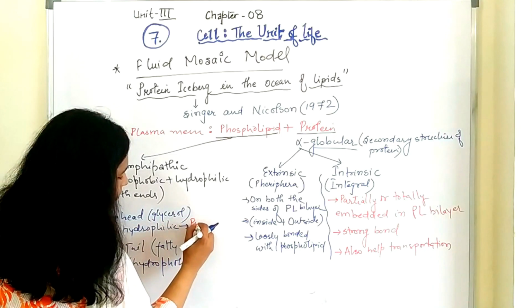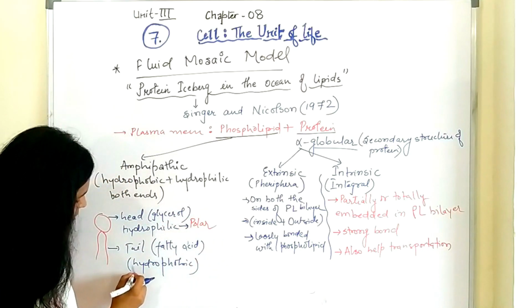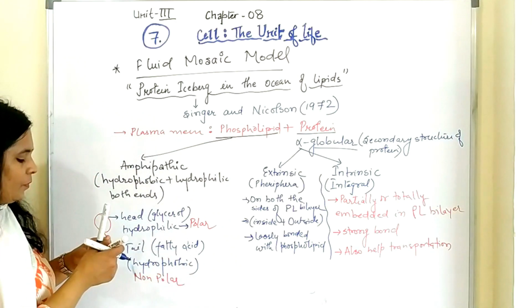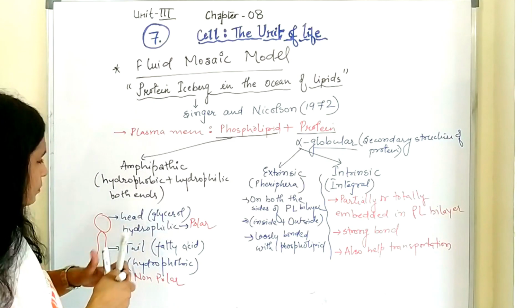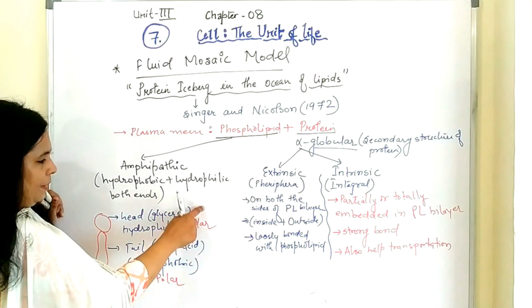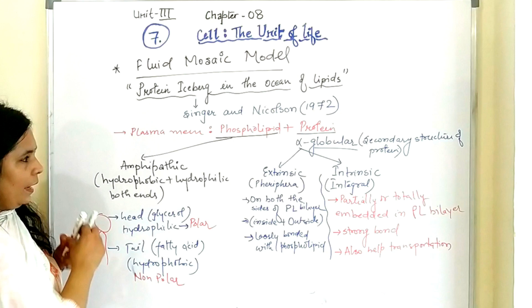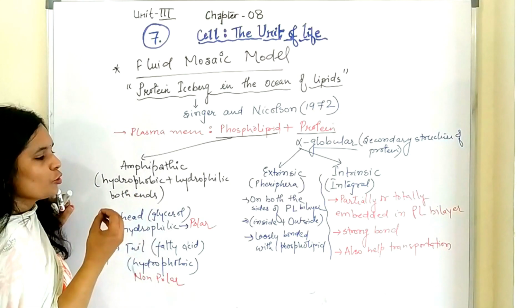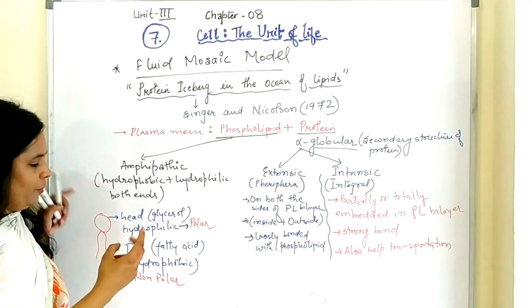Fine. The head is also called polar, and this is the non-polar tail. Okay, so this is about the phospholipid. Now, according to the model, phospholipid shows two types of movement.